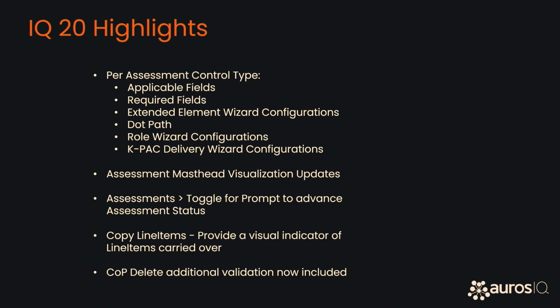So the next IQ version we'll be going through is IQ 20. In IQ 20, we added probably one of my favorite things that we added over this past year, which was the ability to configure your assessment controls per type. As you can see there on the list, there are a lot of things that I'll go through later through the slides. So I'm just going to get right into those, because I'm pretty sure if you don't have IQ 20 or later, it's something that you've been looking forward to hearing about.